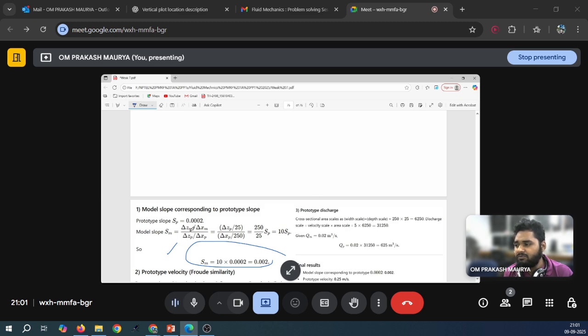The model slope means what? This is your model and this is your prototype. So you know already that Z means vertical and horizontal scale. So with this you can calculate very easily.